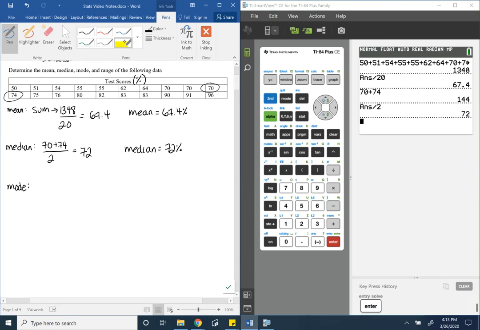All right, the mode is going to be the number that happens the most. So when I look at this data, the number that happened the most is 70. I can see that that happened 3 times, and I didn't have any other data point that happened 3 times. So then my mode is just going to be 70%.